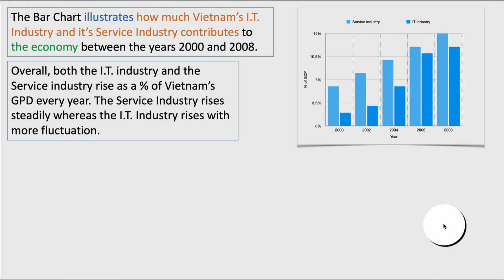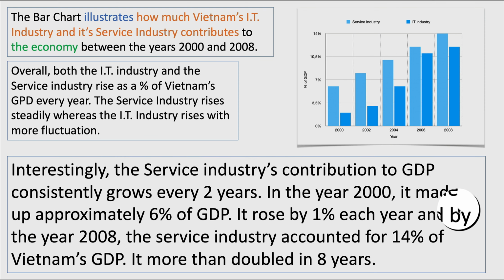Let's have a look now at some examples of how to write body paragraphs for the IELTS Academic Writing Task Part 1. So as you can see, we already have our introduction and our overview. And our overview says we need to talk about the service industry and the IT industry. So in my first body paragraph, I'm going to write about the service industry. Interestingly is always a good way to start with the charts and graphs. It's a really good adverb and it gives you an interesting grammatical way to start.